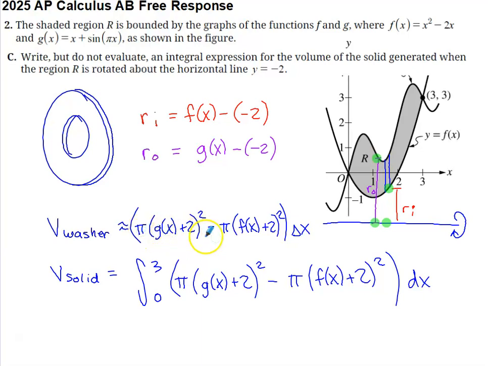So the expression inside this set of parentheses becomes my integrand. The delta x is again going to turn into my differential dx. My limits of integration have remained the same throughout this problem. Left-hand x value where I could have drawn a slice is 0, and then the far right-hand x value where I could have drawn a slice is 3. It does say write but do not evaluate, so we're okay with leaving this as is for part C.